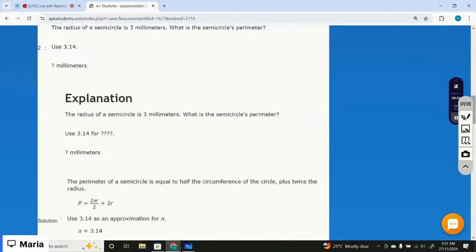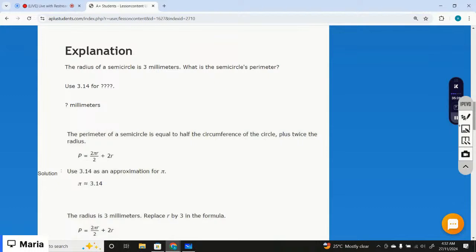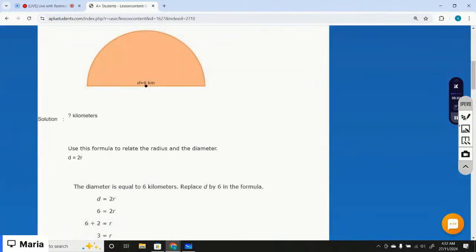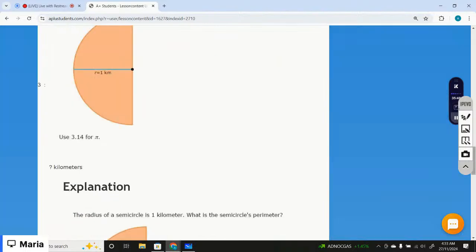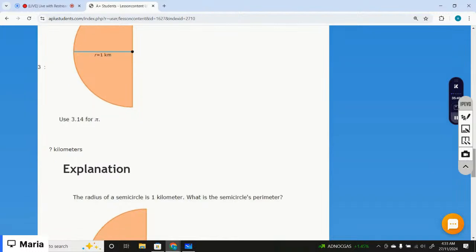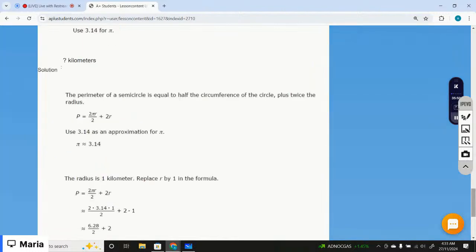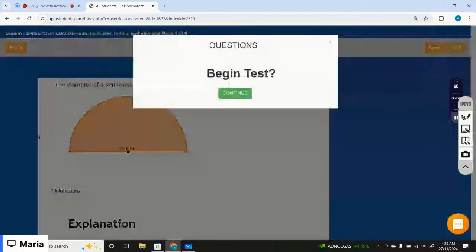What is the semicircle's perimeter? Here is the formula to calculate the semicircle's perimeter: P equals 2 pi r divided by 2, plus 2r. You just have to replace the values and do the calculations. Let's just start with the test questions.